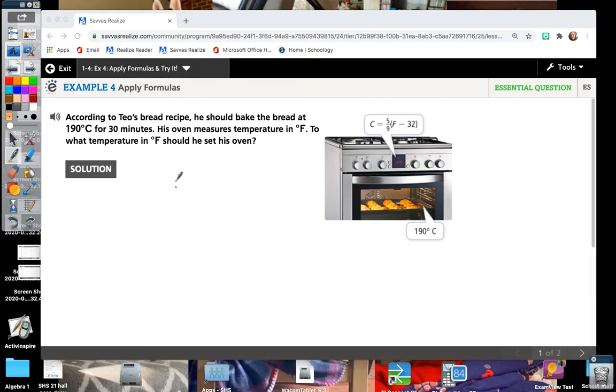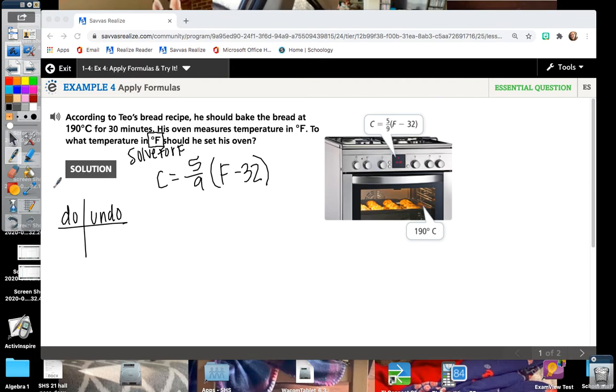This equation, that C equals 5/9 times F minus 32. This is your equation to convert from Celsius to Fahrenheit. So we want to know what it's going to be in Fahrenheit. So we want to solve for F. So we make our do-undo table. So what's happening to F first?